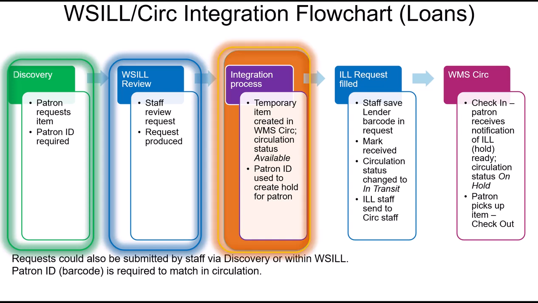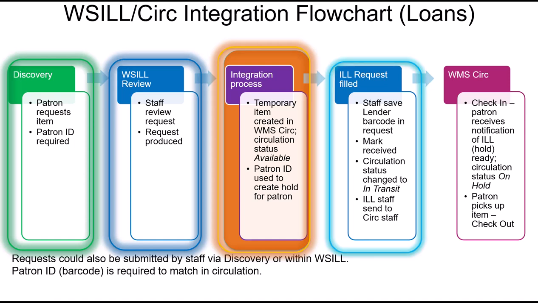Then that's where the integration happens. The integration is happening behind the scenes. The ILL system is talking to circulation, and what happens in that integration piece is a temporary item is created in circulation based on the title and the author, the bibliographic information of the item being requested. The patron ID is used to place an item level hold for the patron against the temporary item.